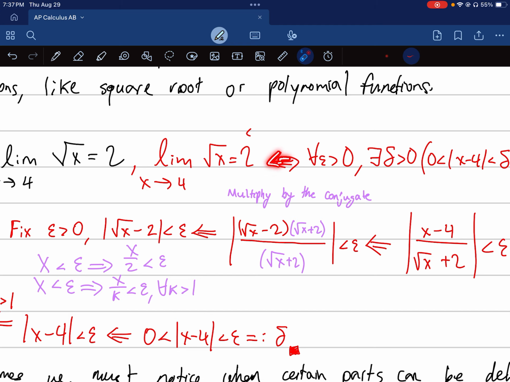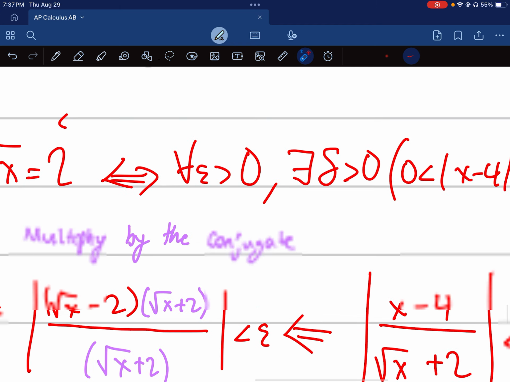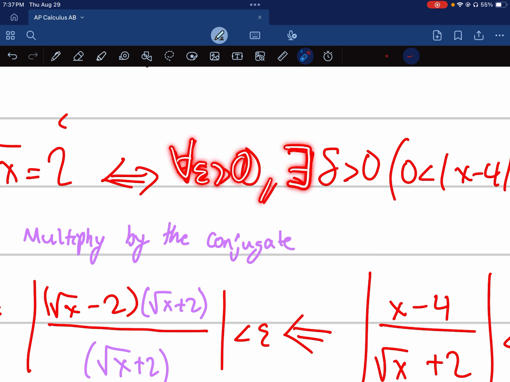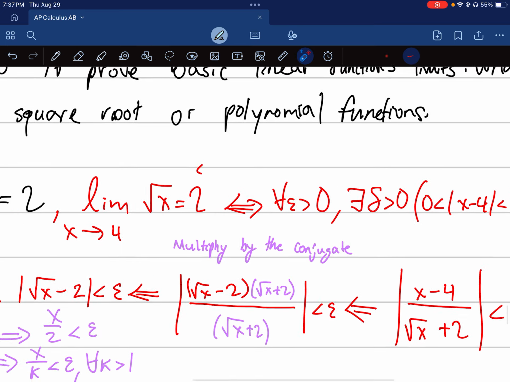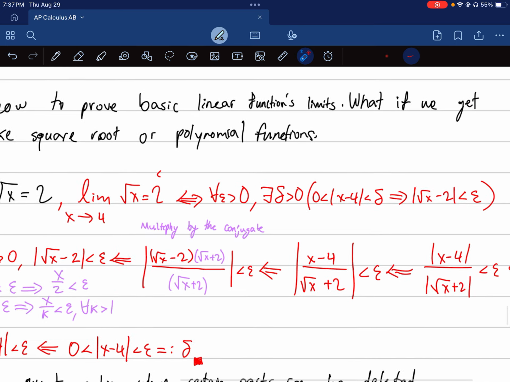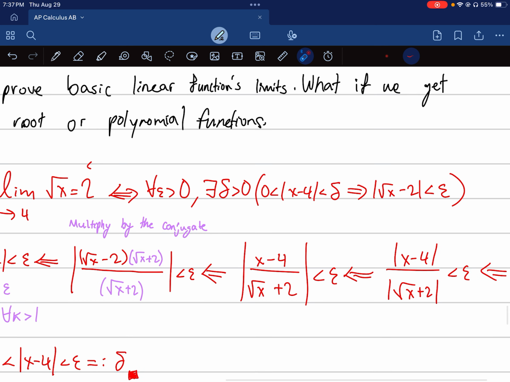This is true if and only if, remember, we have to memorize the definition, for all epsilon greater than 0, there exists a delta greater than 0, such that 0 is less than the absolute value of x minus 4 is less than delta. Remember, x naught is 4. Implies that the absolute value of f of x minus L, the square root of x minus 2, is less than epsilon.